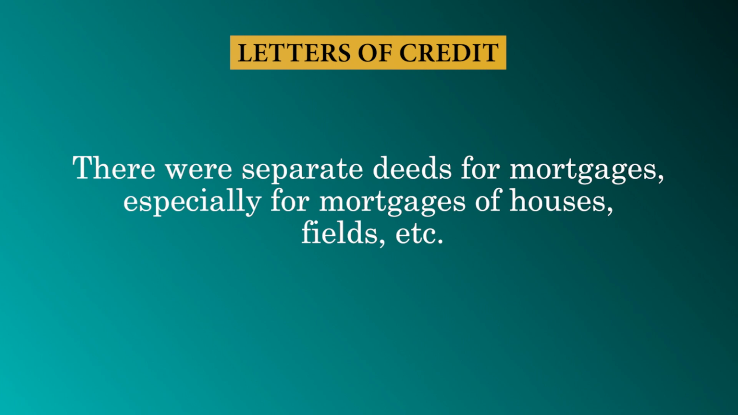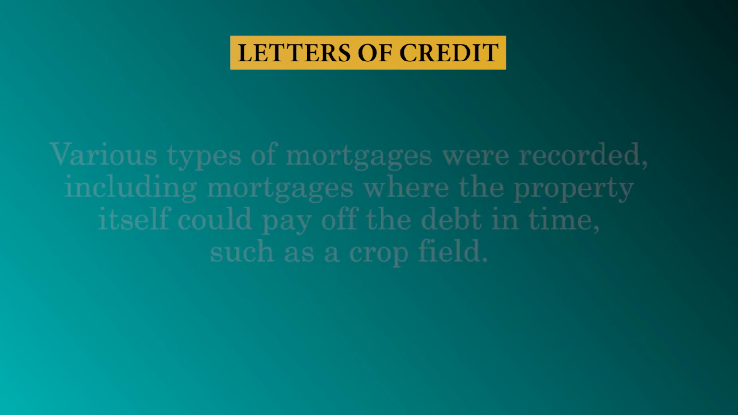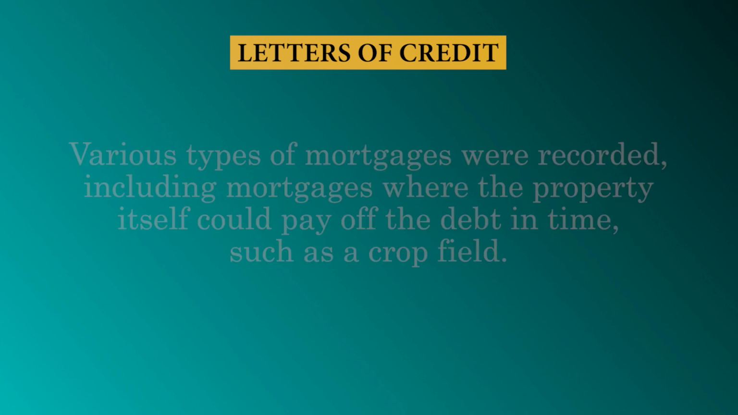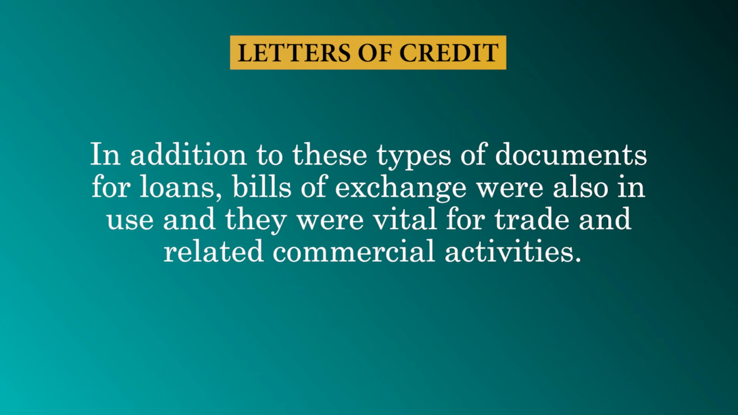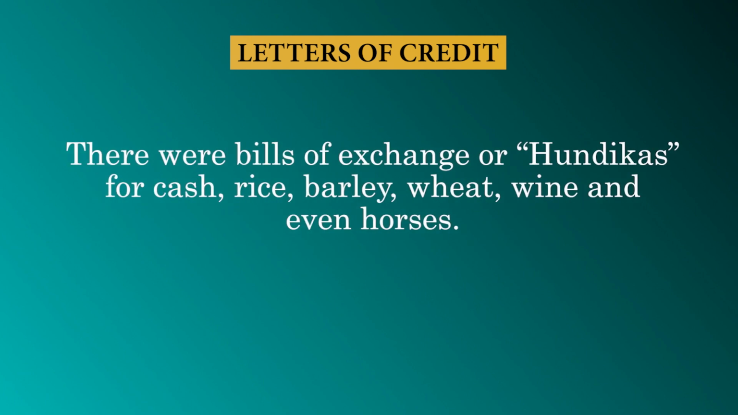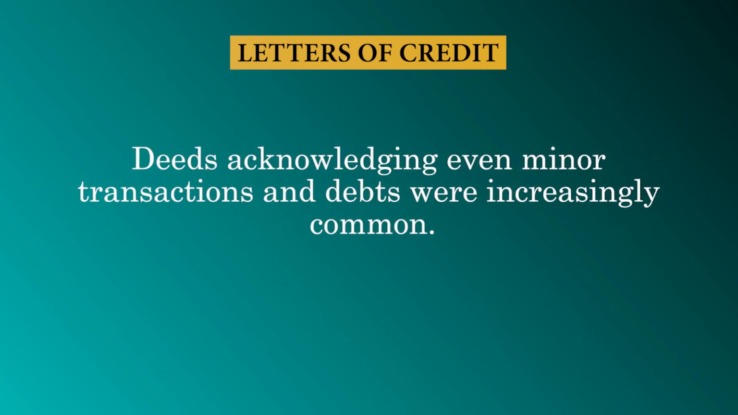There were separate deeds for mortgages, especially for mortgages of houses, fields, etc. Various types of mortgages were recorded, including mortgages where the property itself could pay off the debt in time, such as a crop field. In addition to these types of documents for loans, bills of exchange were also in use and they were vital for trade and related commercial activities. There were bills of exchange, or hundikas, as they were known, for cash, rice, barley, wheat, wine, and even horses. Deeds acknowledging even minor transactions and debts were increasingly common.